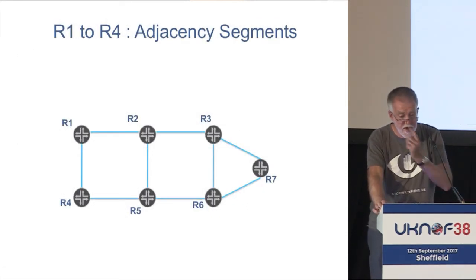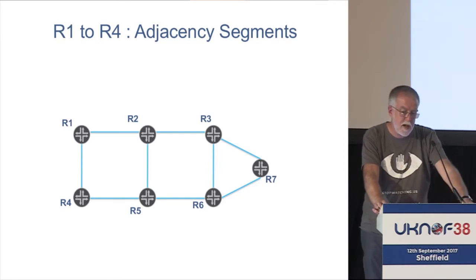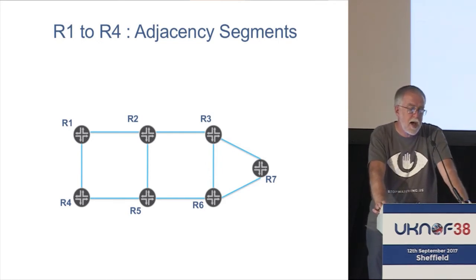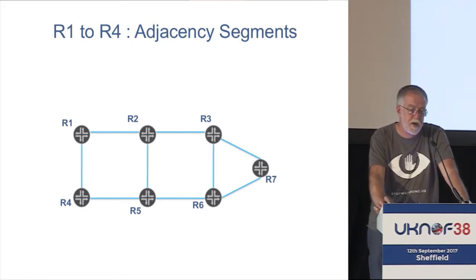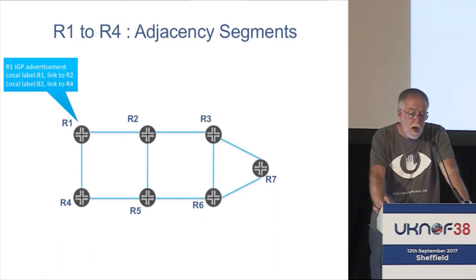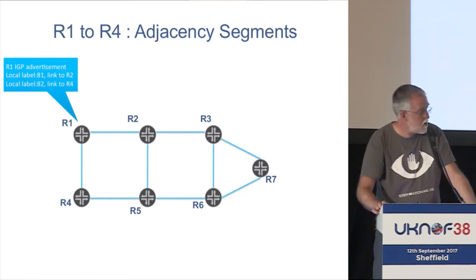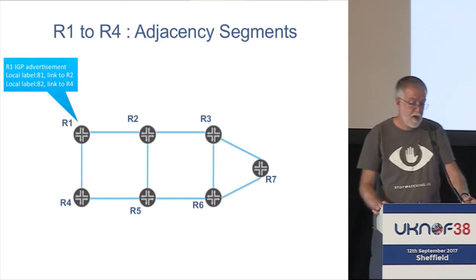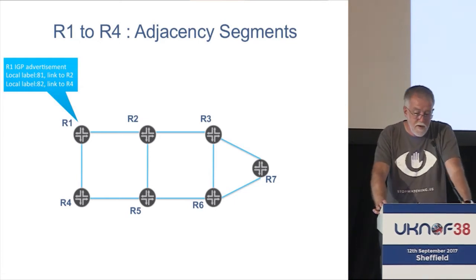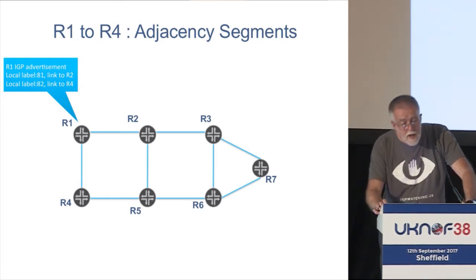So here's a worked example with a trivial network and adjacency segments. So we're just going to do a hop by hop. It's like a strict explicit route. And I wonder if that shows up. Yeah, sort of. The comforting thing is that you can read it and I can't.